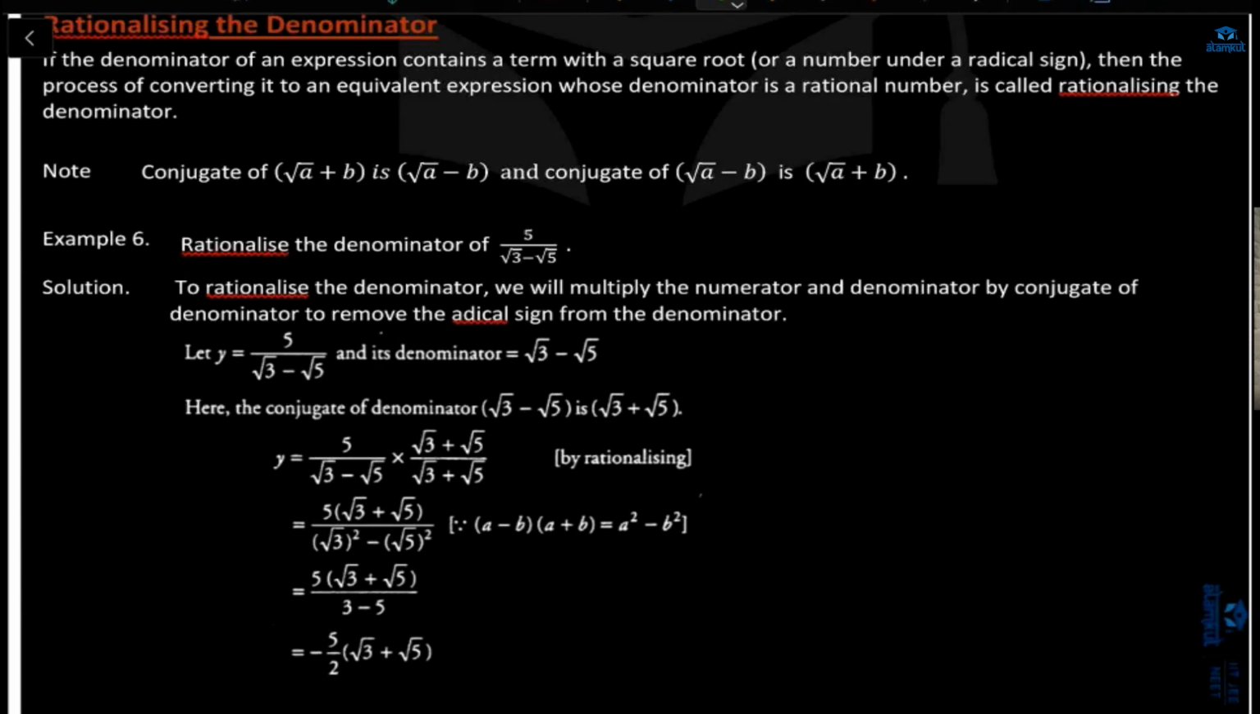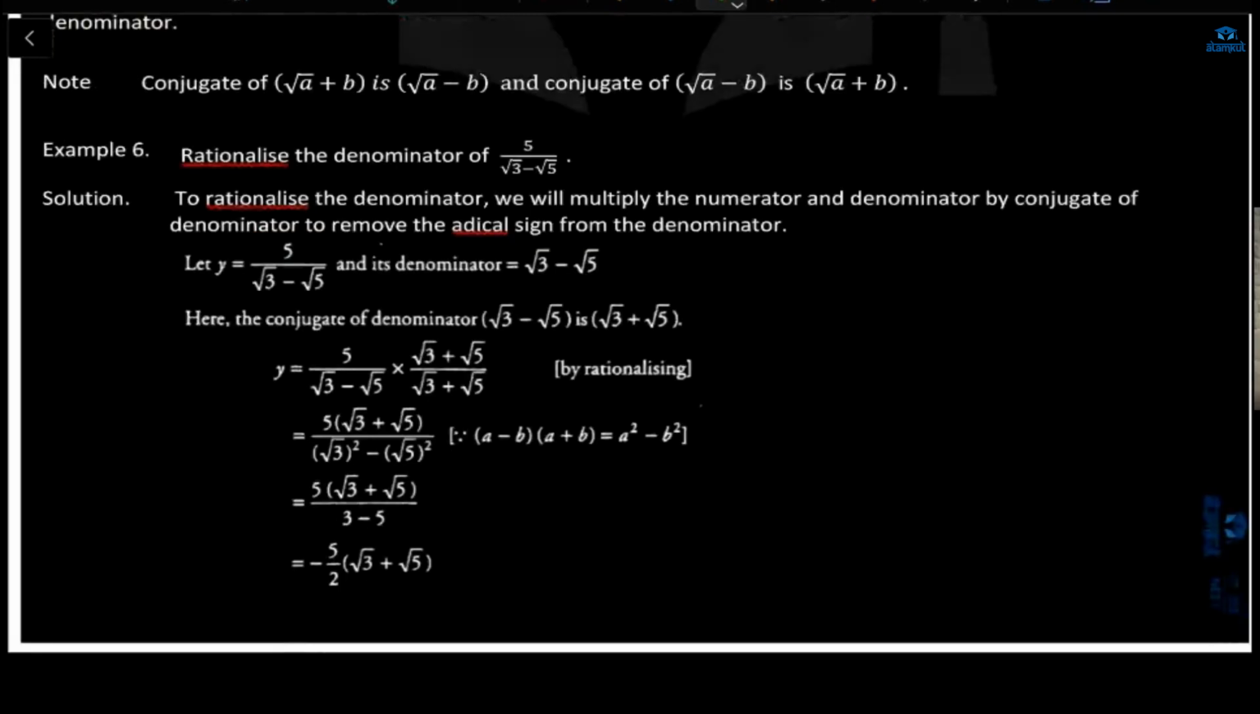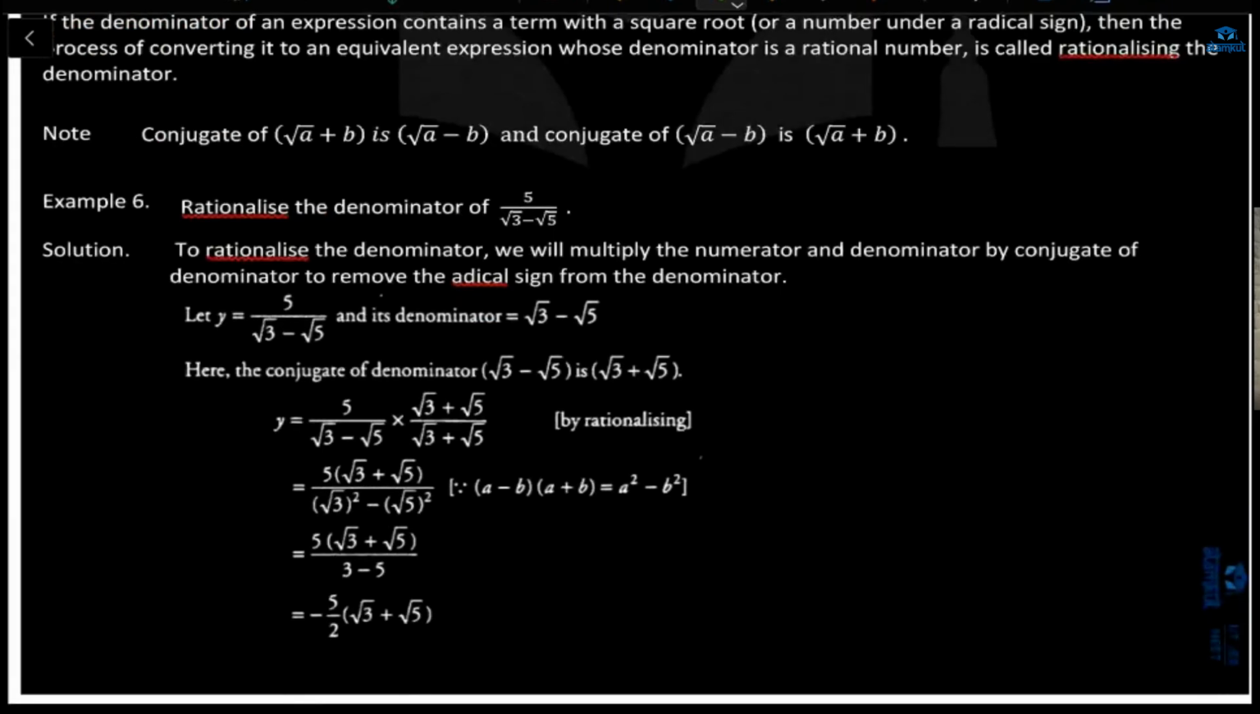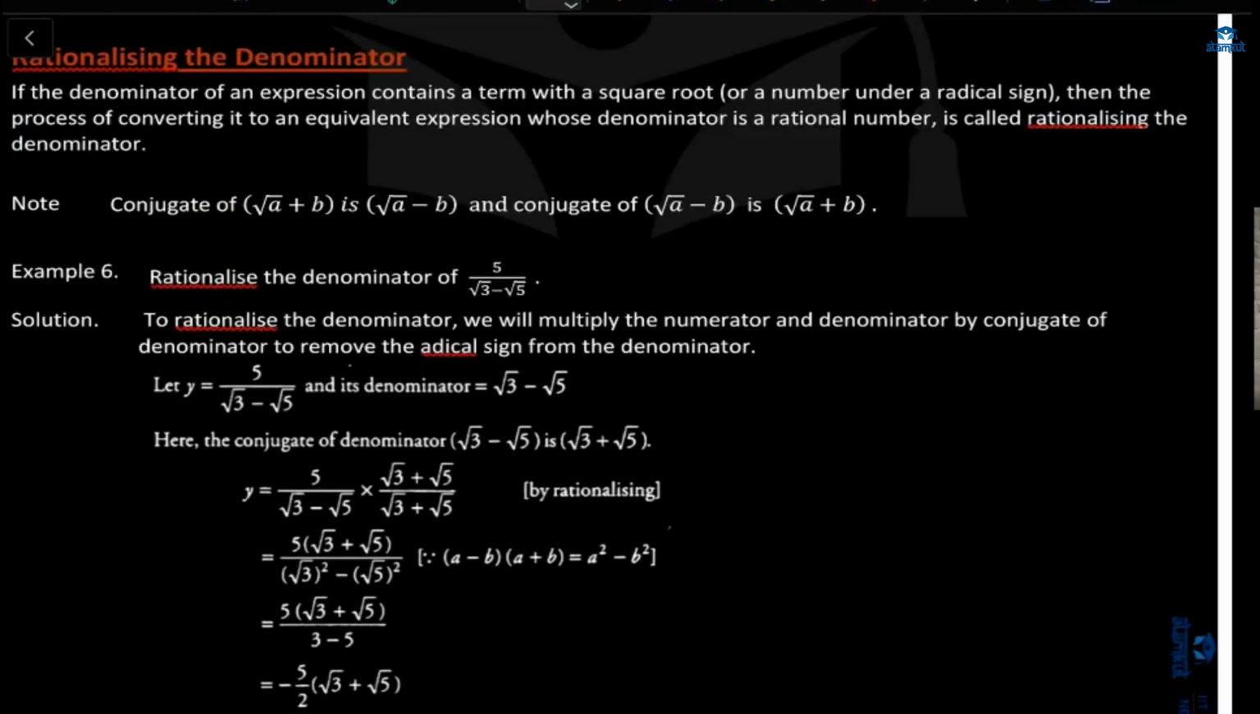Now if something is there with a plus sign or minus, like root a plus root b, then the conjugate value of root a plus root b will be root a minus root b. Just minus root b. Opposite sign you are going to use. To rationalize this type of expression, you are going to use the conjugate value. Now here the question is to rationalize the denominator.